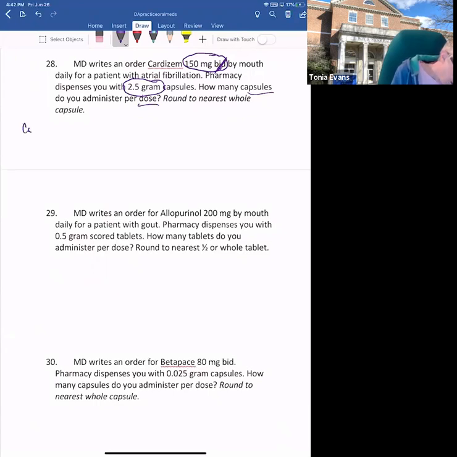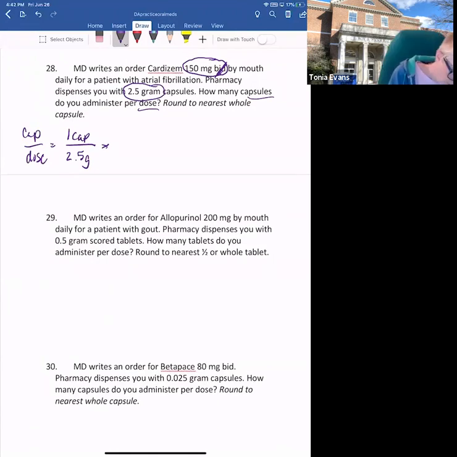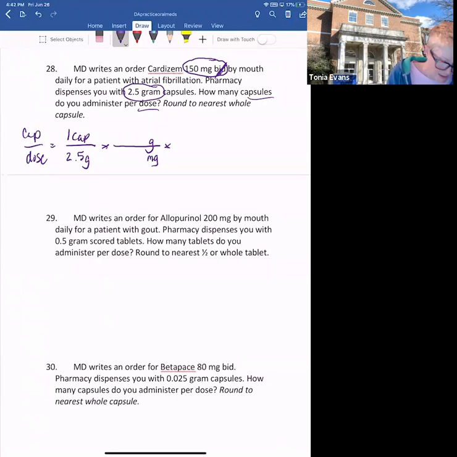So I'm looking at caps per dose. I know that each capsule is 2.5 grams. My order's written in milligrams, so I'm going to have to convert. I'm converting grams to milligrams because that's what my order's written in. So I know that 1 gram is 1,000 milligrams. My grams cancel out. I know that I've got 150 milligrams per dose.